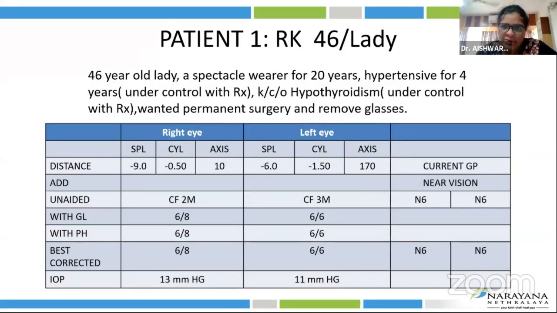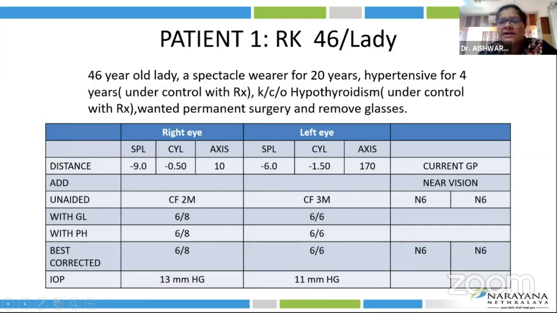Let's take you to patient number 1. Today I have 2 patients. One of them is a 46-year-old lady, a spectacle wearer for 20 years. She's a myope and hypertensive and a known case of hypothyroidism. The patient has a spherical equivalent of approximately -9 in the right eye and -6 in the left eye. The patient is getting best corrected vision of 6/8, 6/6.